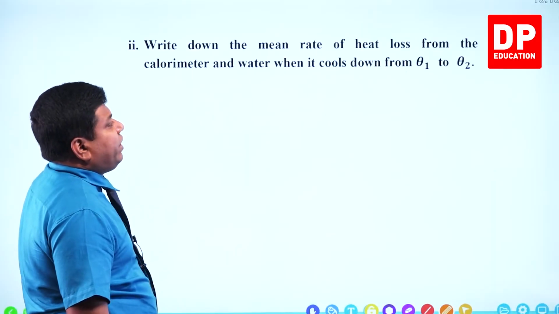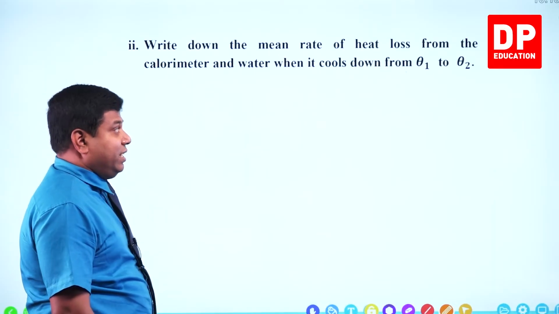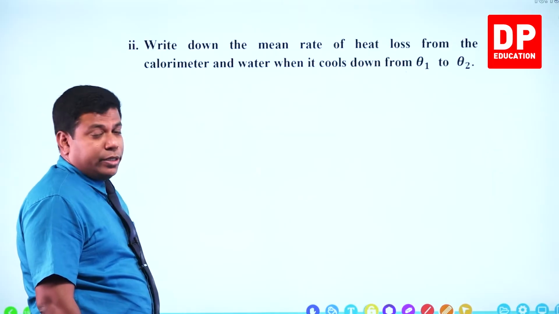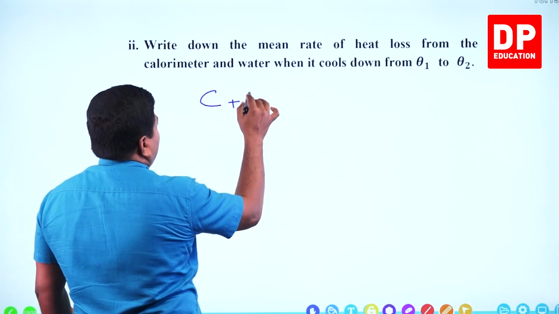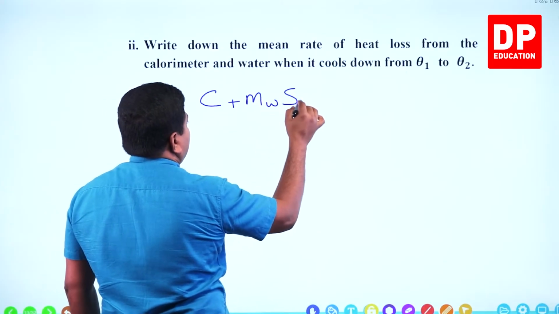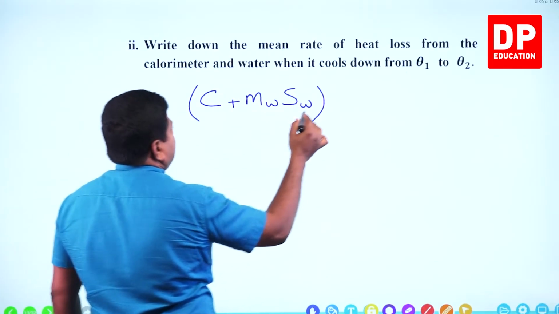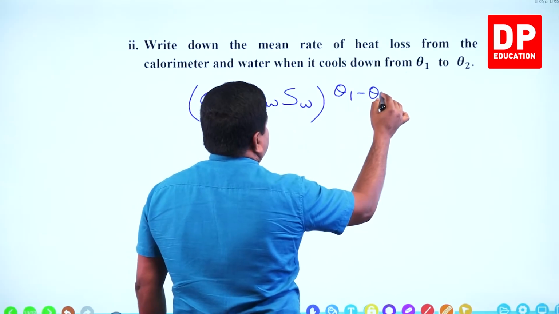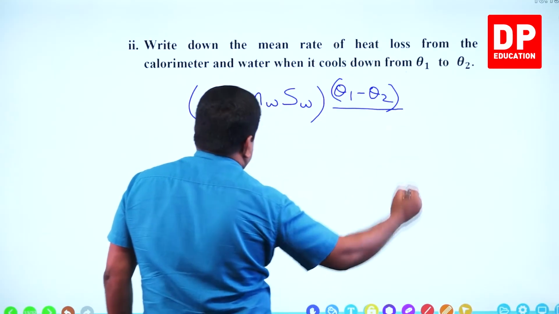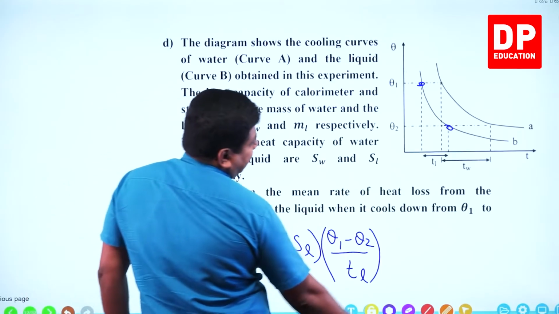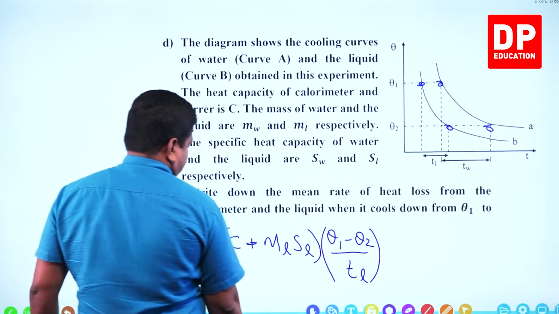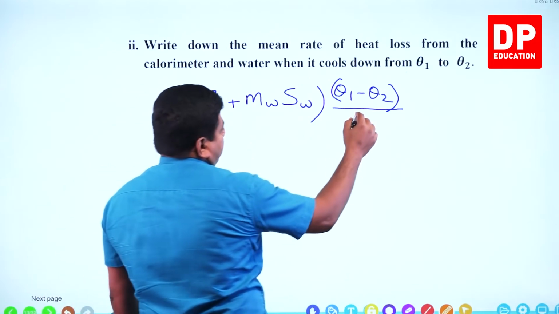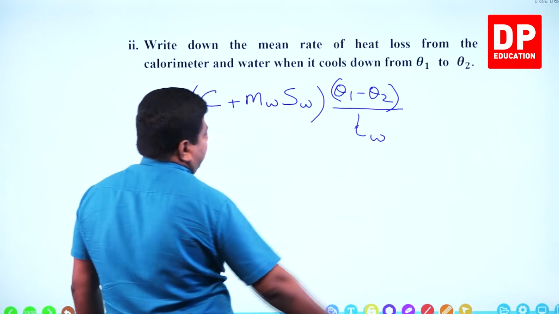Write down the mean rate of heat loss from the calorimeter and water when it cools down from θ1 to θ2. This time it's water. So again, calorimeter, water's mass, water specific heat capacity, θ1 to θ2, and the time it has taken is from this point to this point, which is TW. Very easy.